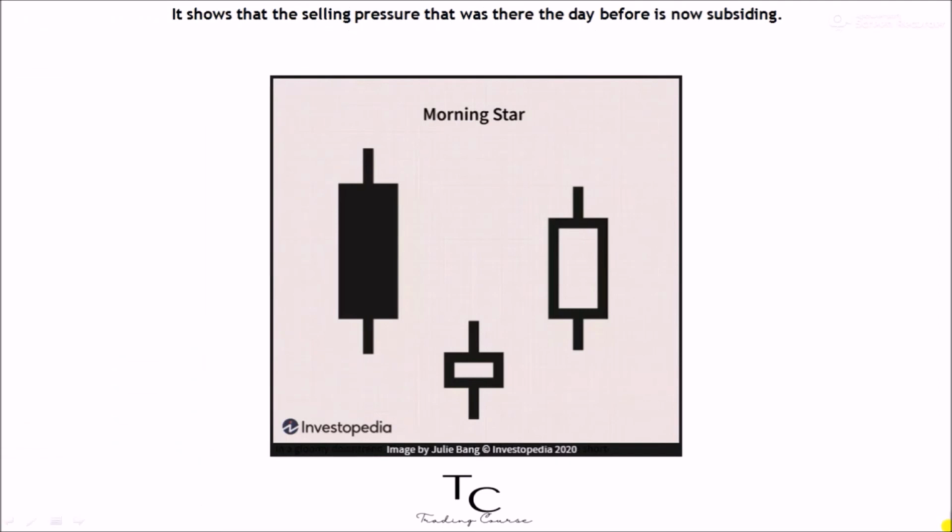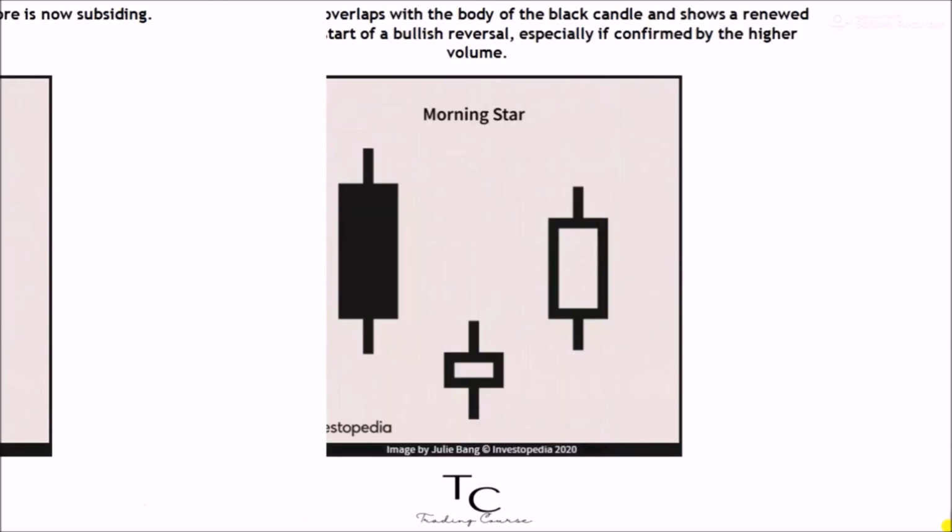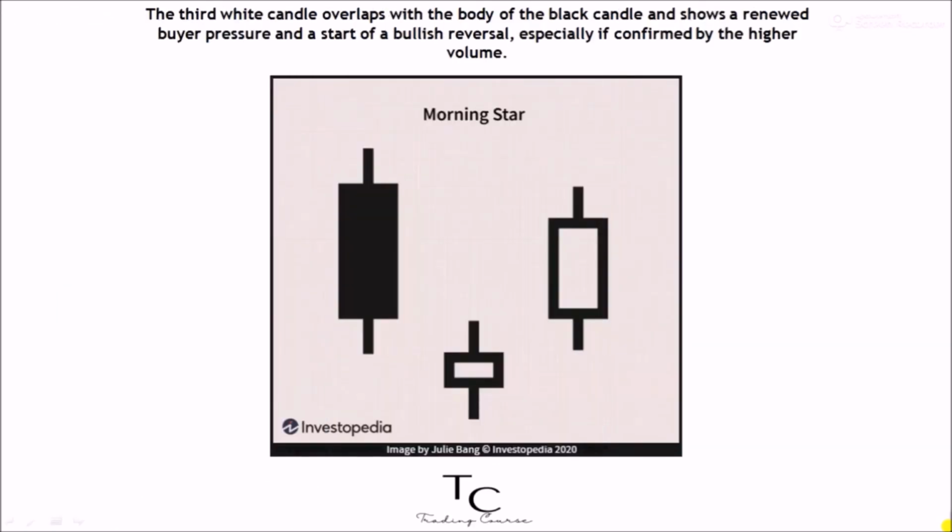It shows that the selling pressure that was there the day before is now subsiding. The third white candle overlaps with the body of the black candle and shows a renewed buyer pressure and a start of a bullish reversal, especially if confirmed by the higher volume.